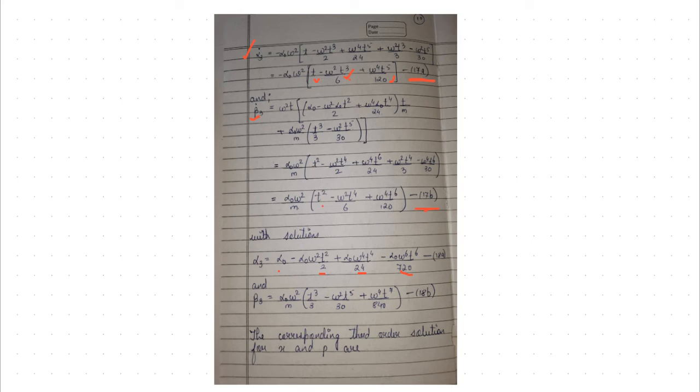Here would be t cube by 3, here it would be t to the power 5 by 5, and here would be t to the power 7 by 7. So 3, 30 and 840 would be the answers after multiplying this, and hence you will get the value of beta 3 and alpha 3.